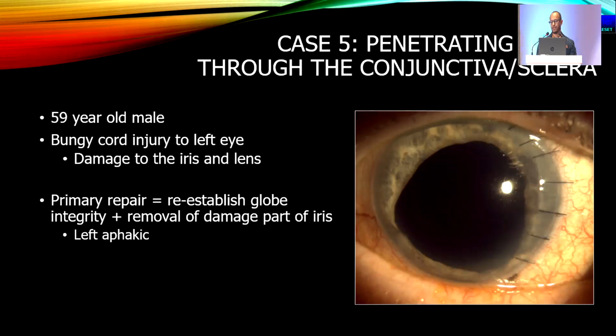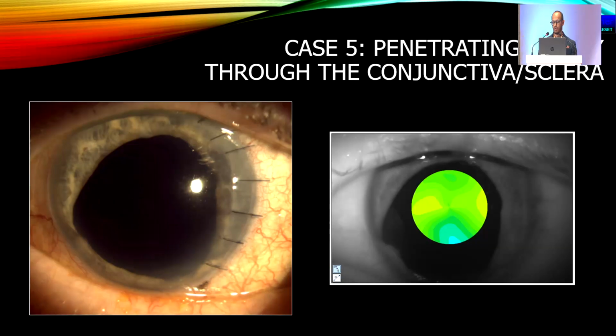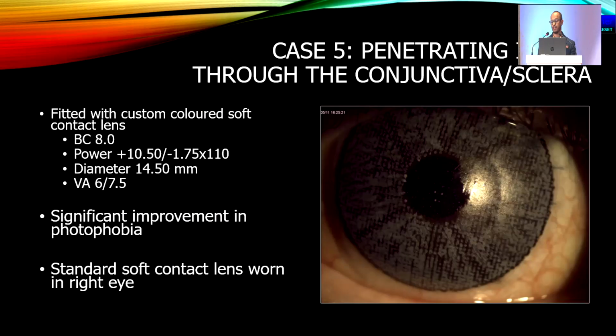Final case here is another interesting case with penetrating injury through the conjunctiva and sclera, a 59-year-old male with a bungee cord damaging his eye. Primary repair encompassed re-establishing globe integrity, but he was left aphakic once again. So he had, again, a very regular cornea, but he had a high refractive error. You can see the left eye there was +11 with a -2 astigmatism. Extreme photophobia once again due to the very large iris defect. But the minimum amount of corneal irregularity through the center there meant he could use a soft contact lens. So he was fitted with a custom soft contact lens, which has a black backing to it, which dealt with the refractive error much better, but also the photophobia as well.